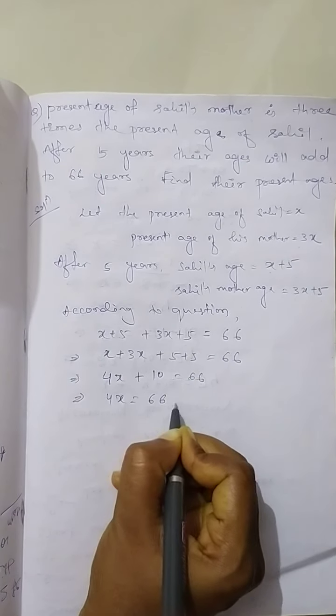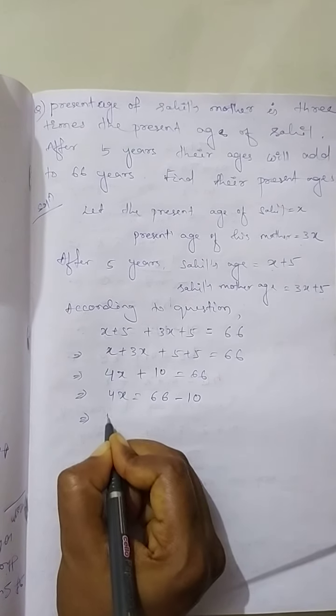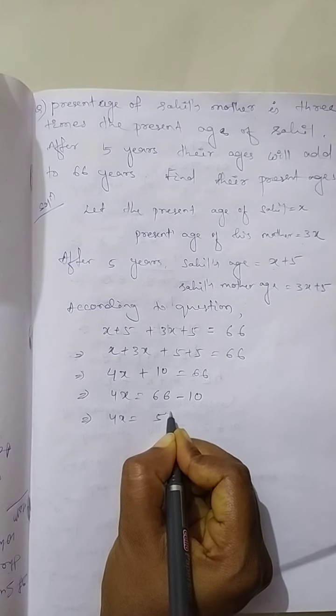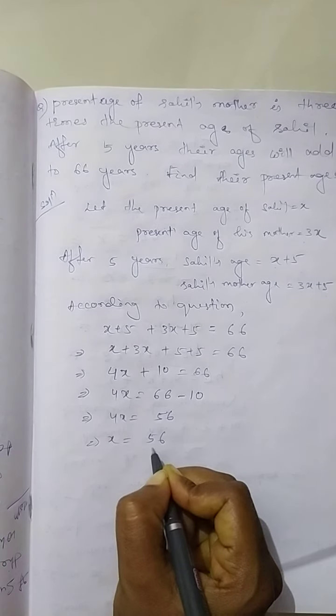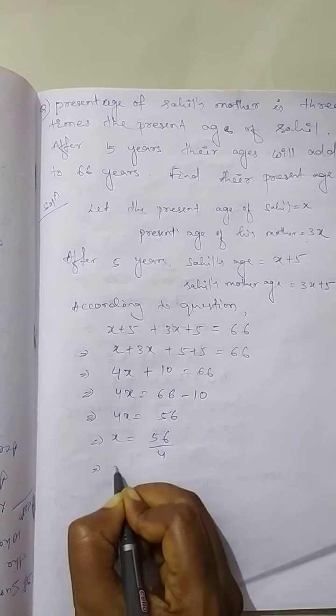4x equals 66 minus 10. Transpose 10 to the other side. So 4x equals 66 minus 10, which is 56. x equals 56 by 4. Then x equals 14.